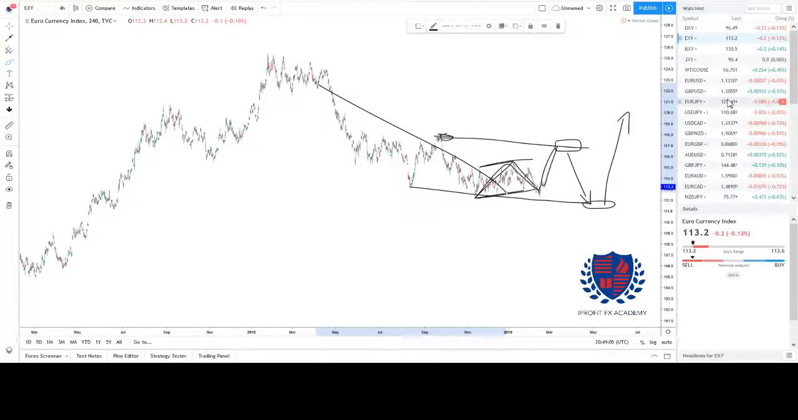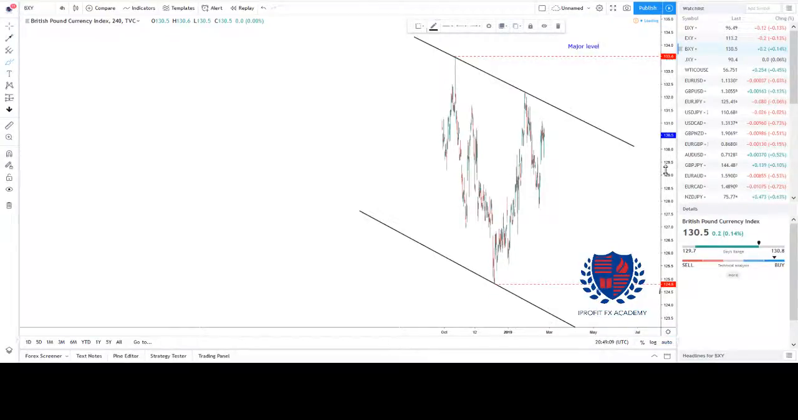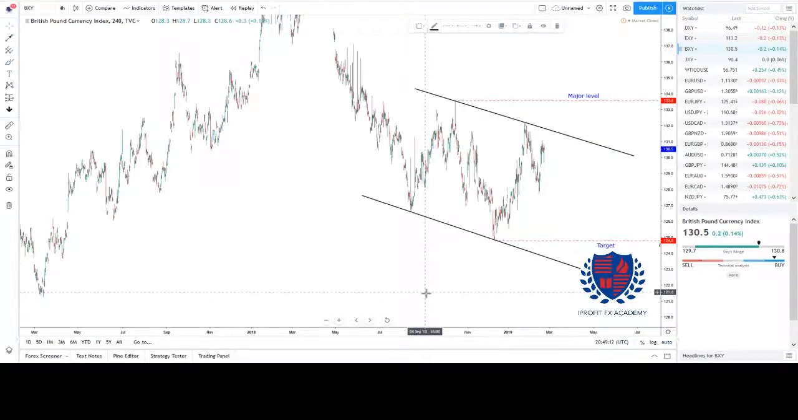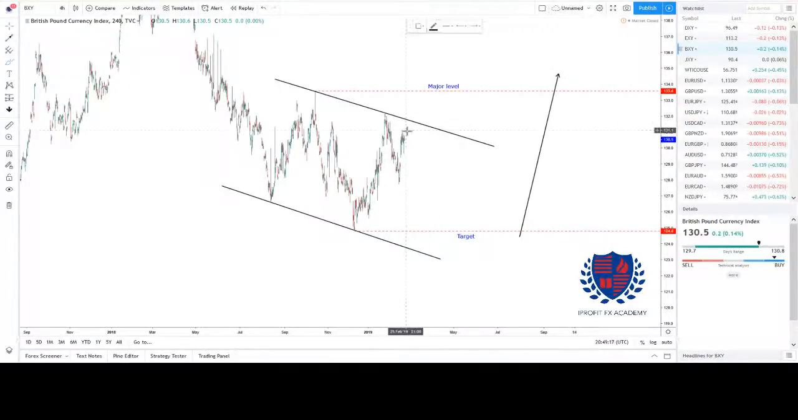So let's go to pound dollar. Pound dollar has completed a running flat type of structure to the downside. Now what we're looking at is whether the market decides to go up or down from here. Considering the dollar index, and what we have on the dollar index as far as what will happen next week, I think we will have a little bit more upside on the pound dollar, but I don't think we will break these levels here.